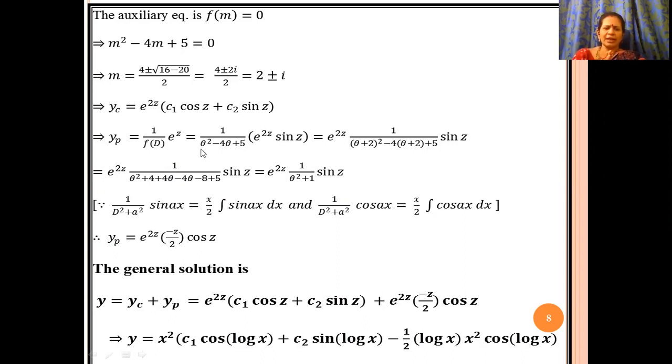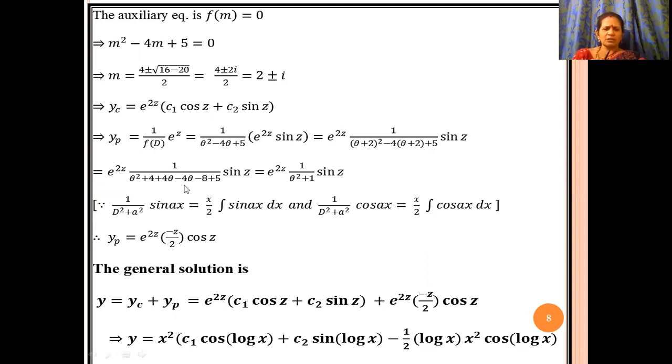So we have to add that a value to the D, right? Like this, after that into sin z. Simplify that, and we'll get the value like this. So this is in the form of 1 by D square plus a square into sin ax. Suppose any function like this, the integral value is x by 2 into integral of sin ax dx. Similarly, if it is a cos ax value.